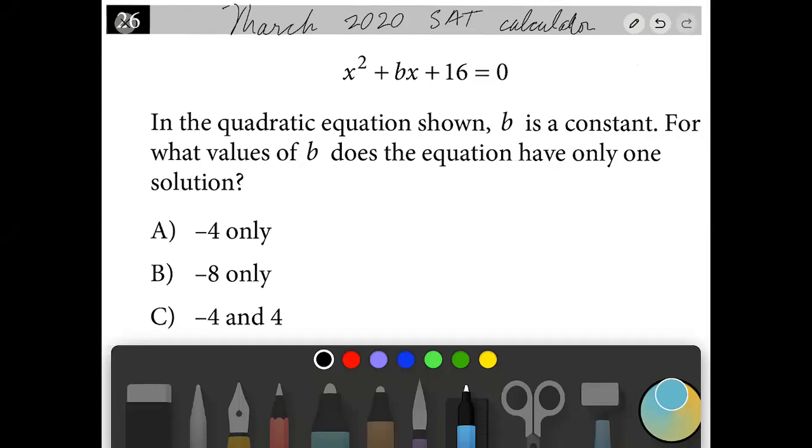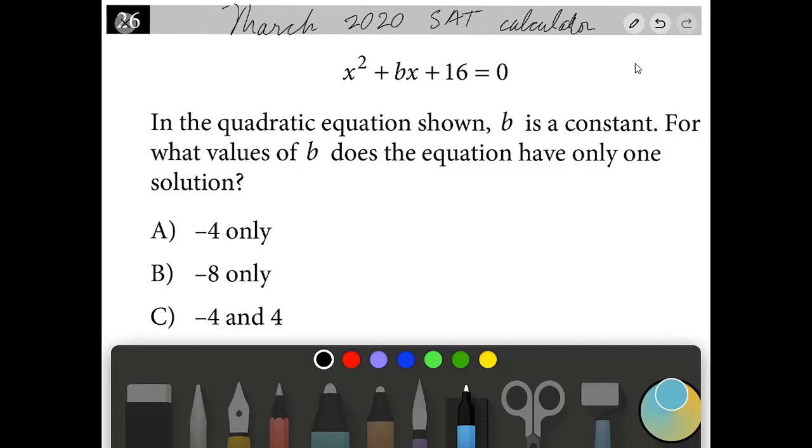This video is going to be on a question that was taken from the March 2020 SAT from the calculator section. March 2020 was the last SAT that was administered before the coronavirus shut everything down. And I was looking at this question, and I wanted to show you guys, I think, an important calculator hack that will help you easily solve this question.